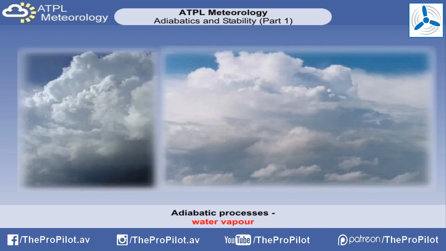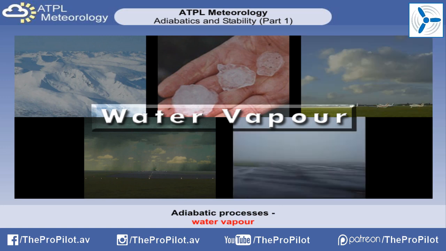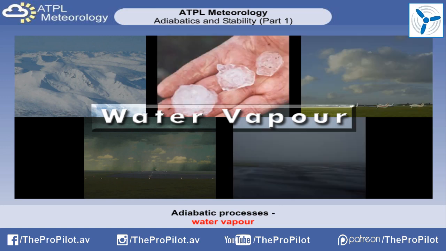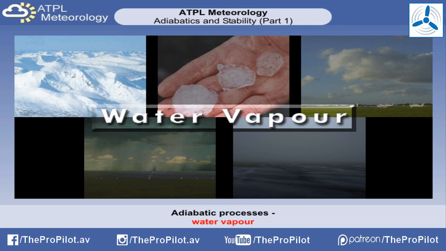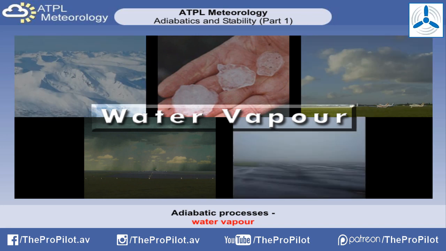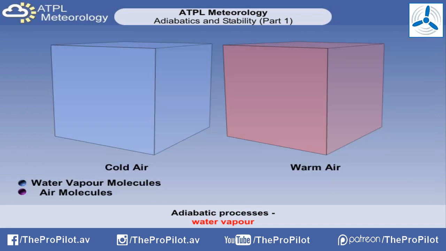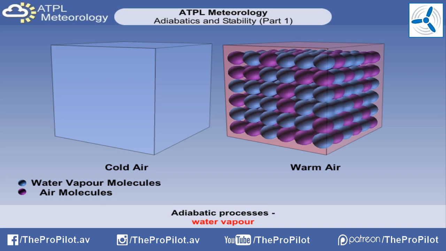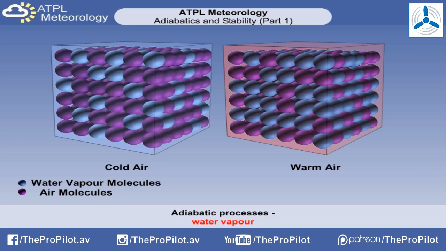Now let's think about the moisture content of our parcel of air, in the form of water vapor. The presence of water in the atmosphere complicates things significantly, and it's most important to understand the processes that are involved. Air can hold only a limited amount of moisture or water vapor before it reaches saturation. Warm air can hold more water vapor than cold air. This is due to the greater distance between air molecules in the warm air, creating more room for water vapor molecules.